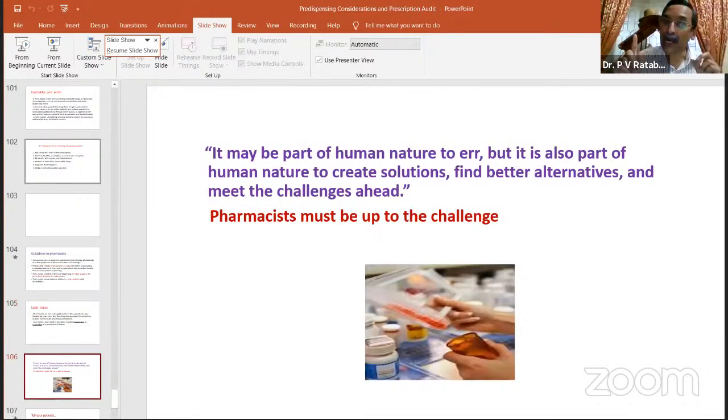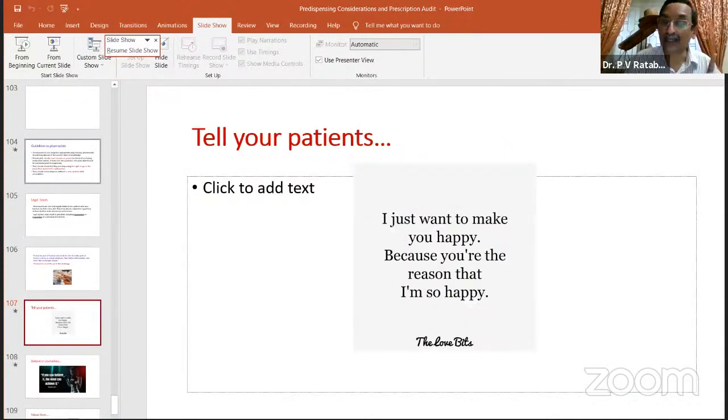So it may be a part of human nature to err, but it is also part of human nature to create solutions, find better alternatives, and meet the challenges ahead. So pharmacists must be up to the challenge, and I'm sure all of you will be up to the challenge and do very sincere and rational dispensing. So tell your patients: I just want to make you happy because you are the reason that I am so happy. Very beautiful quote. You are that for the patient.